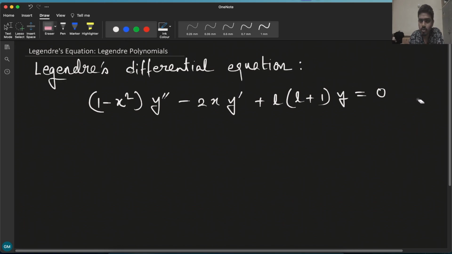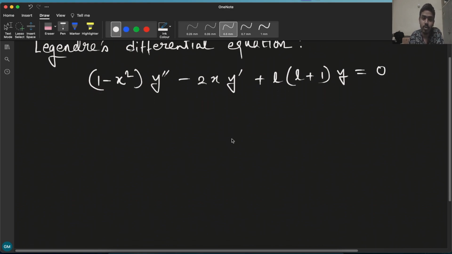So solving this equation is very important to understand how the electron cloud will look in 3D. Okay, so let's solve it.